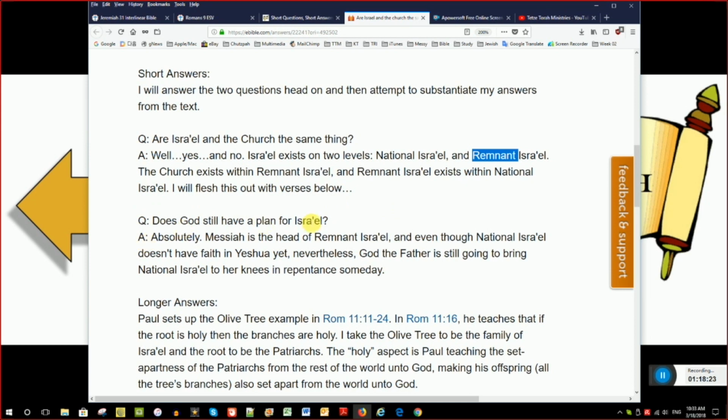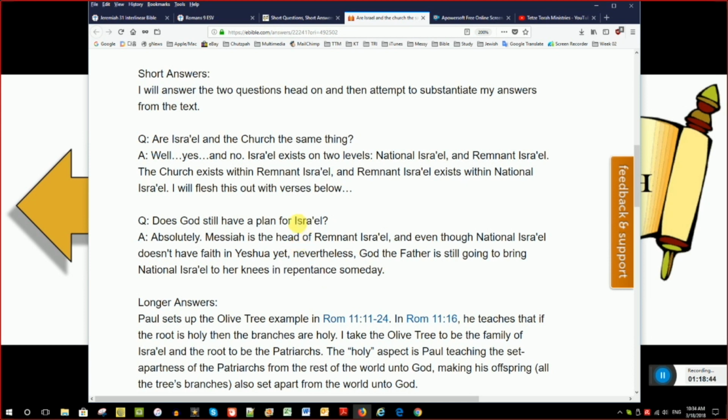And the second part of the question, does God still have a plan for Israel? Well, obviously, if your definition of Israel includes remnant Israel, then God, yes, definitely has a plan for remnant Israel. He's going to continue to strengthen her and to grow her and to swell her numbers and eventually take her to be to himself when he returns at his second coming.